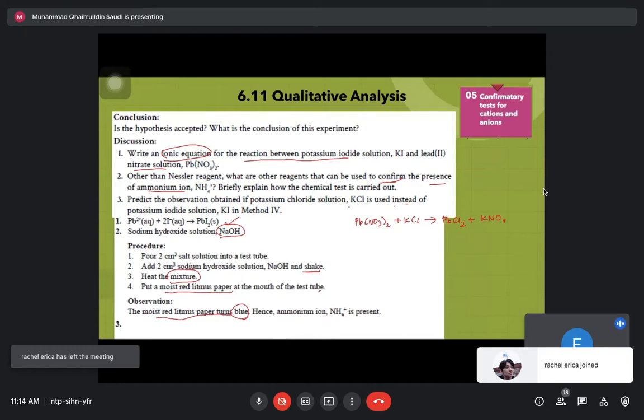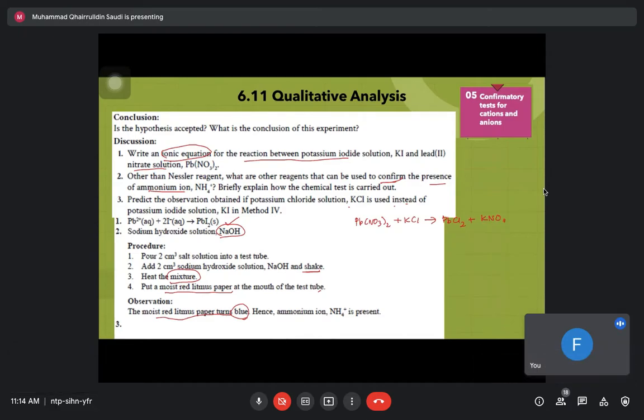Okay, ni tak balance. Balancekan. Dua nitrate 2, K2, Cl2. Now Cl is nitrate 2, potassium 2. Okay, good. Okay. So, awak akan dapat lead chloride and potassium nitrate. So, apa observation yang awak dapat bila awak tambahkan potassium chloride ke dalam lead nitrate?